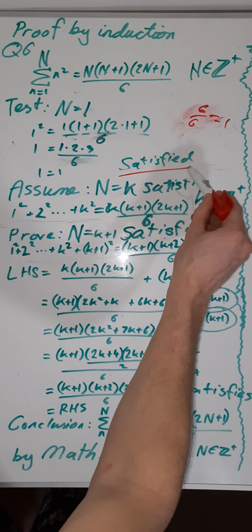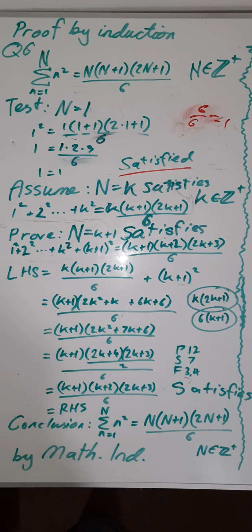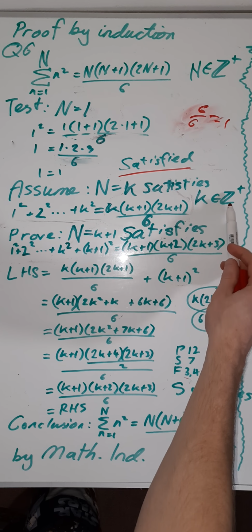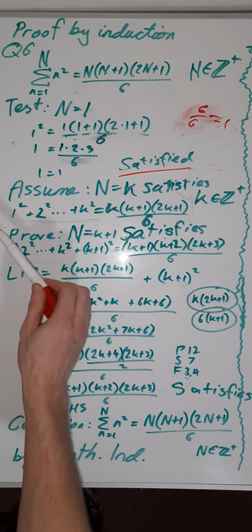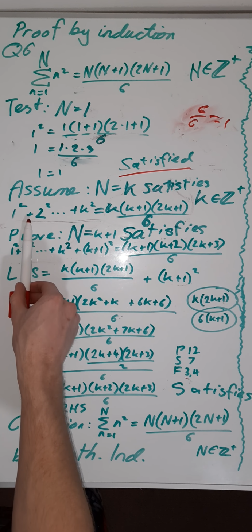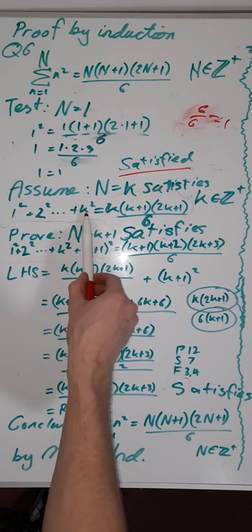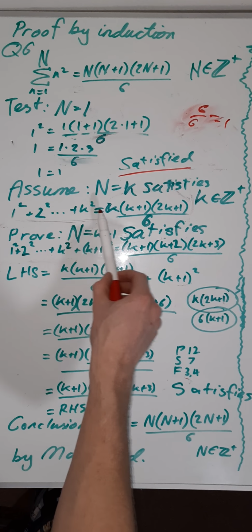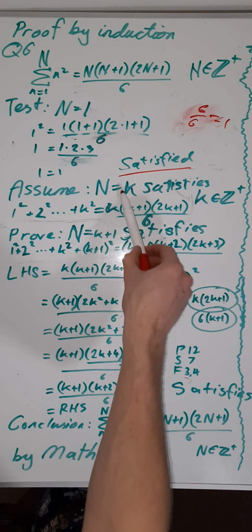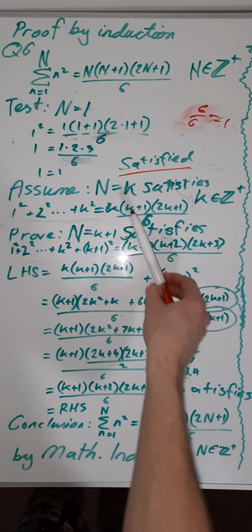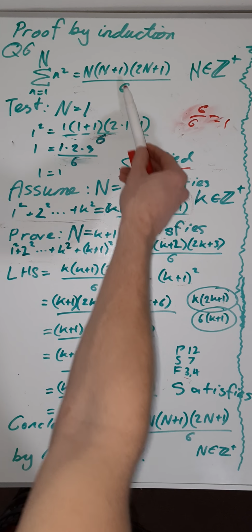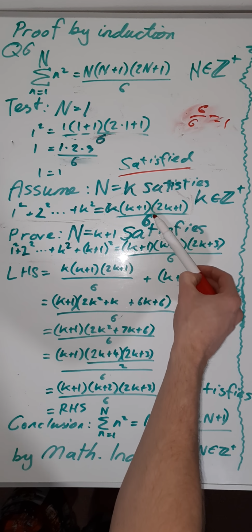So that's satisfied. The next step is to assume capital N equals k satisfies, where k is also a part of the positive integers set. So we have, starting from our first term being 1 squared, and then the second term 2 squared, all the way to our kth term being k squared. We're adding them all up, and we're assuming that equals this expression here with k substituted in instead of capital N.